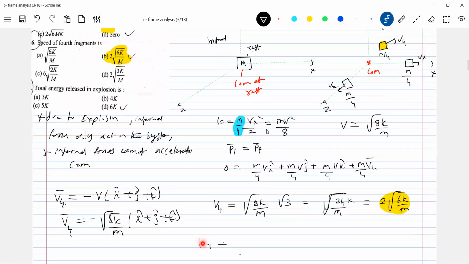Okay, we'll write it. Total energy released in the explosion will be half into, I think there are 3 fragments, they have same speed, no? So directly, let me go for it. 3 times of half into m by 4 v square plus half into m by 4 v4 square. So substituting this and expressing in terms of k, you'll get 6k. Check it. So this is the energy release.